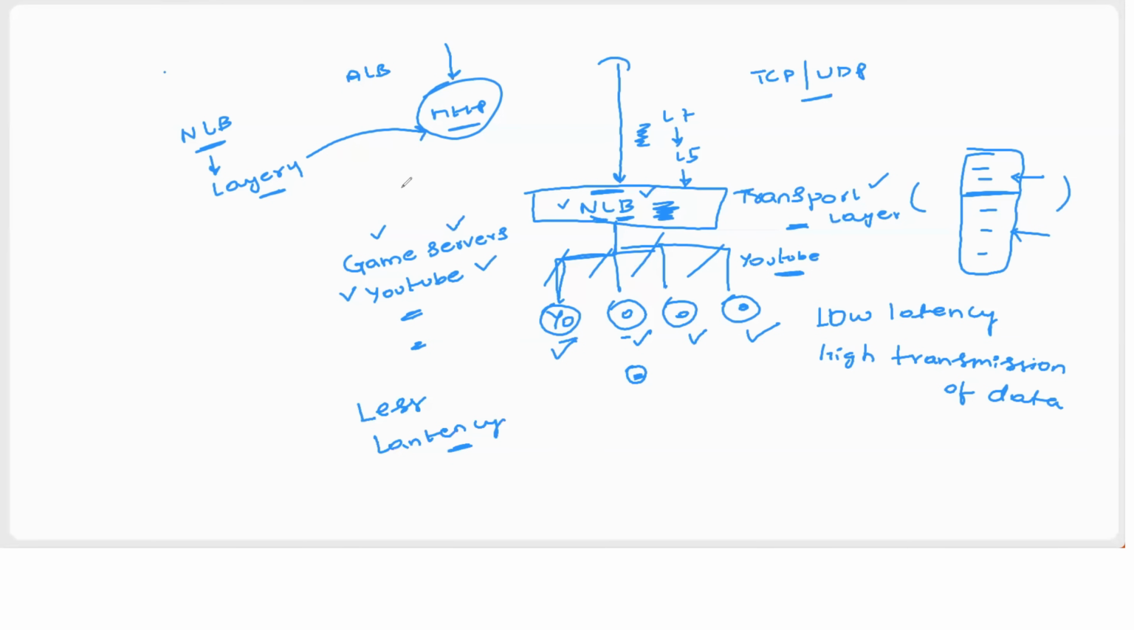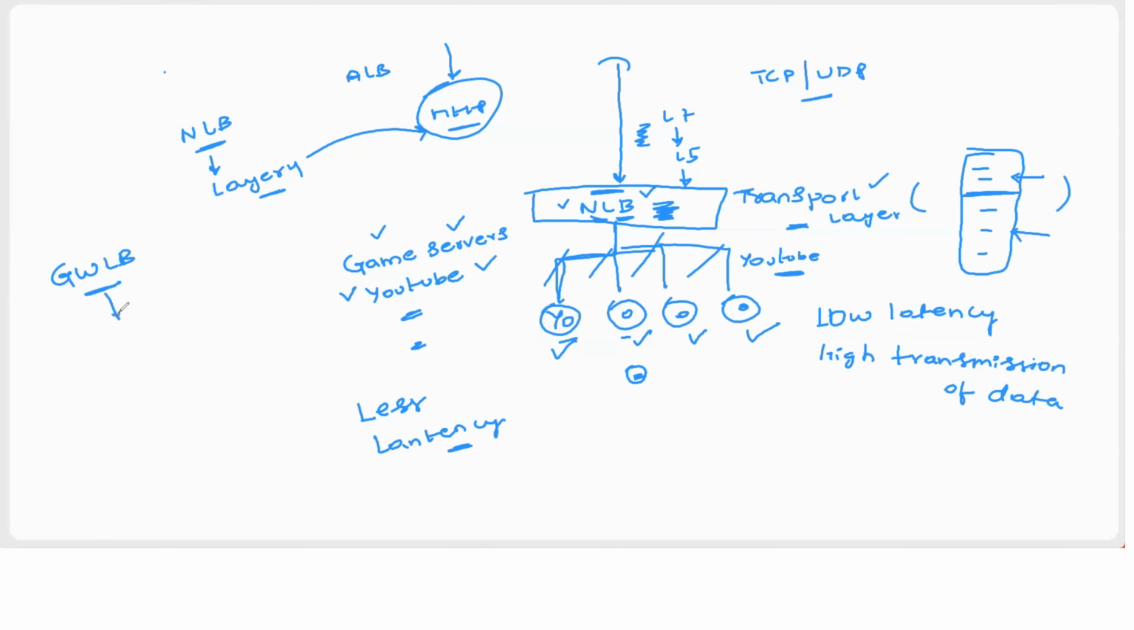Whereas if your applications are something like game servers or video streaming platforms, where you want to perform advanced routing techniques, then go for application load balancer. If some kind of delay is expected, but you want to do load balancing on layer 7, then go for application load balancer. Now, finally, there is something called GWLB, which is a gateway load balancer.